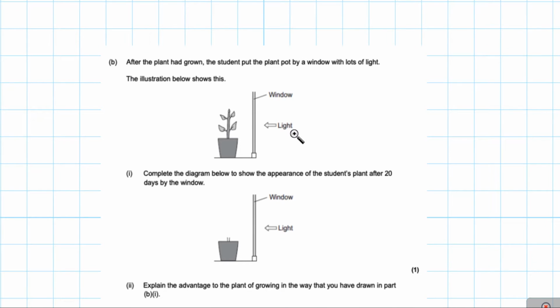After the plants are grown, the student put the plant pot by a window with lots of light. The illustration below shows this. Complete the diagram to show the appearance of the student's plant after 20 days by the window. So in this situation, the light is coming in on one side, so the auxin will be produced on this side, so it's going to bend towards the light, like that. So the appearance of the plant after a few days is that it's bent towards the light, like this. Again, the drawing does not have to be perfect, but it does need to show the plant leaning towards the window.